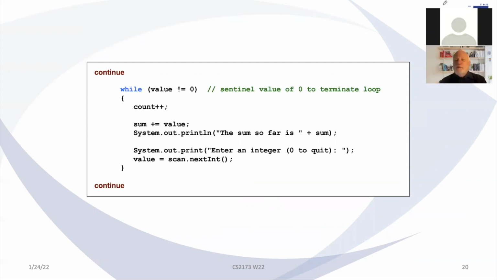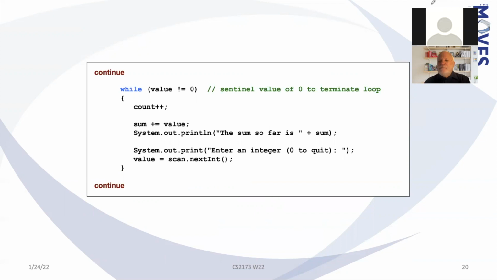Anybody? Is it because there's infinitely more other numbers than 0, so you never actually have a guarantee that someone's going to enter a 0? Well, yeah, that's kind of a possibility. What if I wanted to take the average of numbers that included 0?